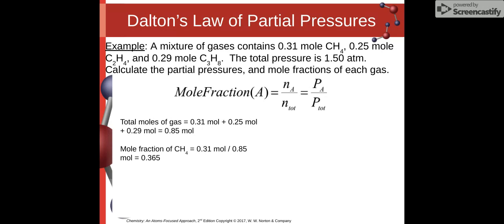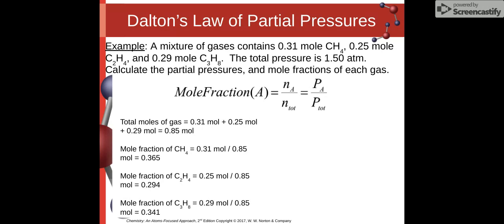We can then find the mole fraction by taking, for instance for CH4, the number of moles of CH4 and dividing that by the total number of moles, and that gives us a mole fraction. That is a unitless number because the mole unit cancels. So again, it is just a fraction. You can do that for the other 2 gases, and that calculation is shown here. So that's mole fraction, but it hasn't necessarily gotten us to partial pressure.